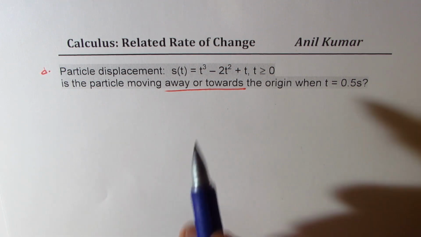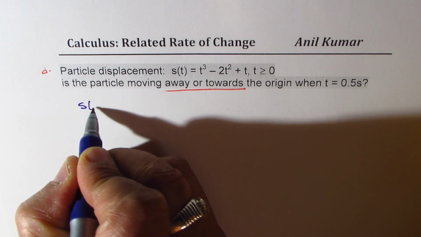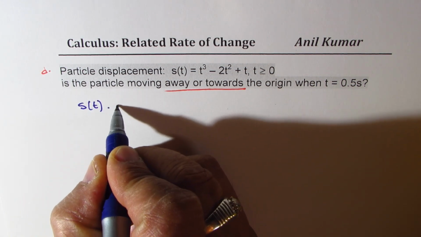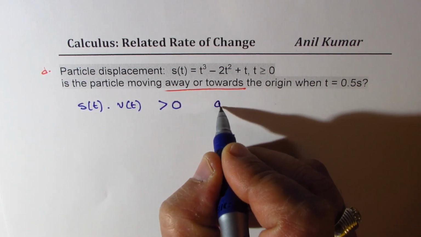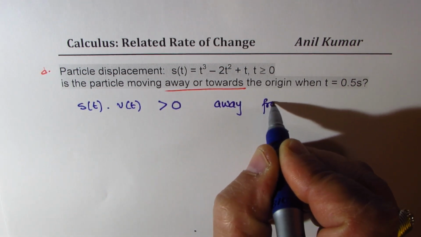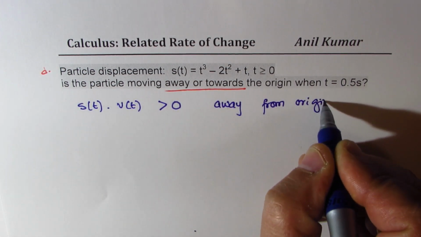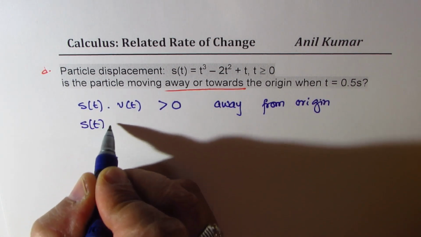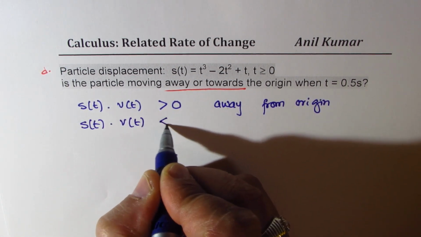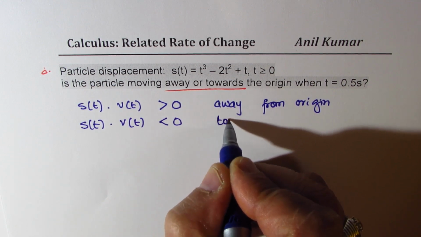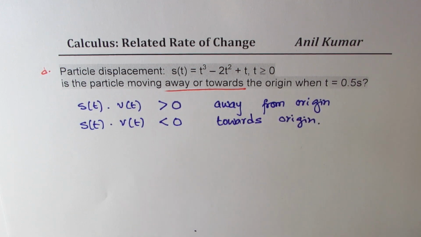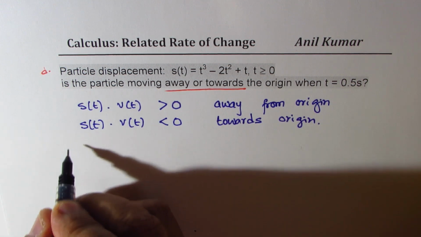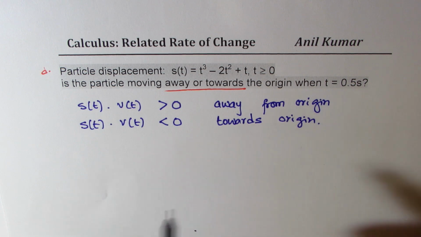Now here there is a concept. That is to say, if the product of displacement and velocity is greater than 0, then it is moving away from the origin. Very important concept. And when the product of displacement and velocity is negative, then it is moving towards the origin, the starting point in this case. So I hope you understand this particular concept. Now it becomes simpler. So we know time is half a second, 0.5, right?